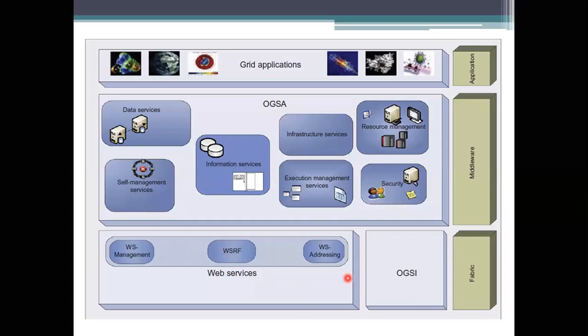These are the things you have: data service, self-management service, information services, and all the remaining things have to be done through these OGSA, which are specified as the grid services. If you see, there are 7 different such areas we are working with. So the first one among these services, I'm going to explain, is the infrastructure service.